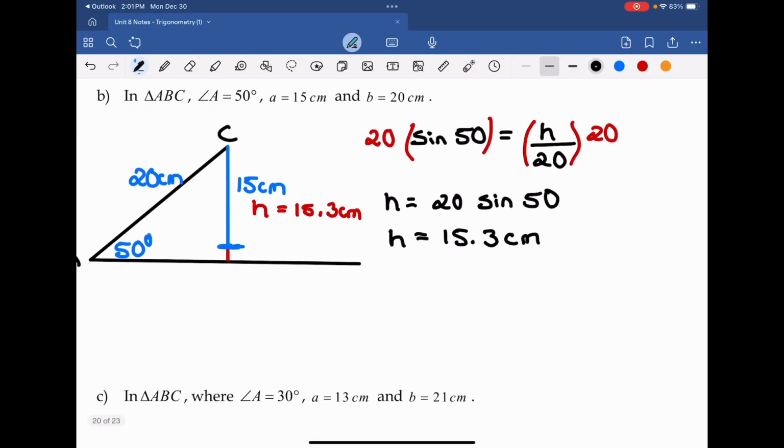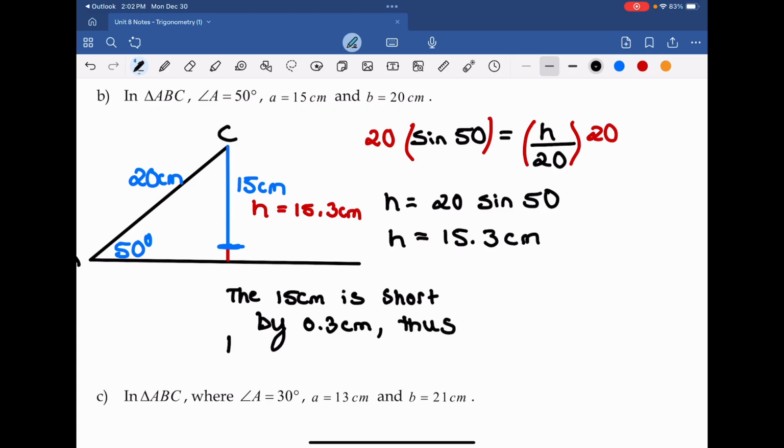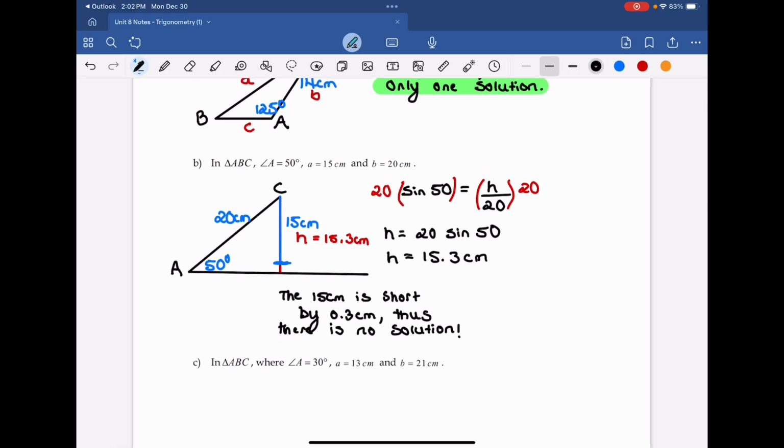So we'll make a note about that. The height, or the 15 centimeters, is short by 0.3 centimeters. Thus, there is no solution. Perfect. And did I highlight the last one? I did. So I'm going to make sure I highlight this one too.